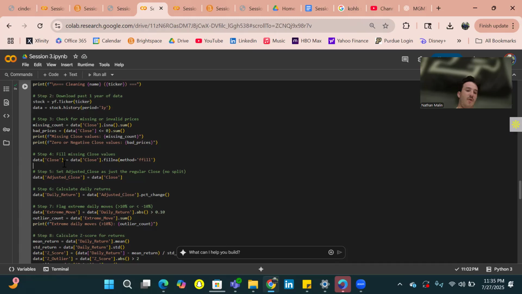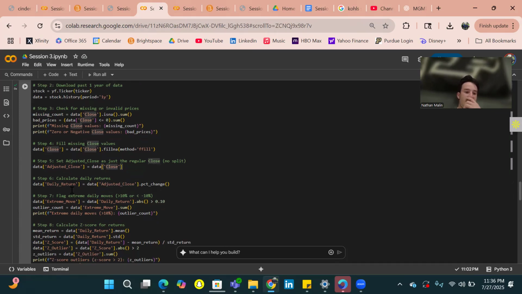So I went on to step 4, which is to fill my missing close values. Basically, it would just fill all the close values with the data. So I adjusted my close as just a regular close without a split, and it'd be the adjusted close with the data at close. And I wanted to calculate my daily returns so it'd have the percentage change for it.